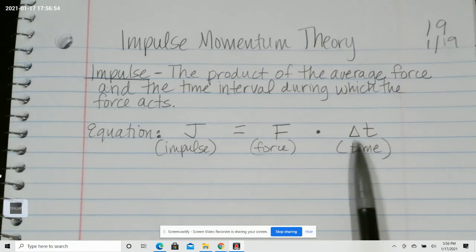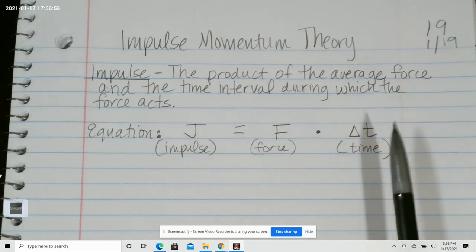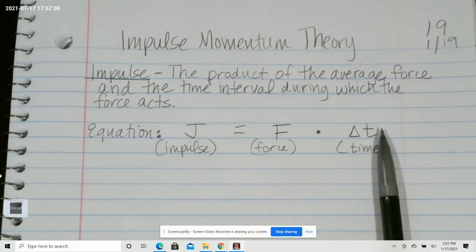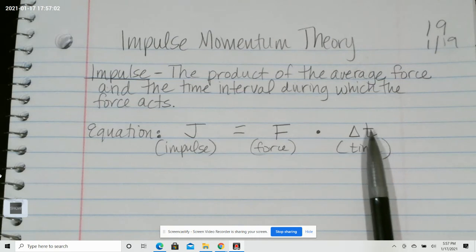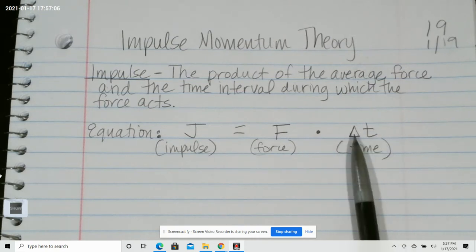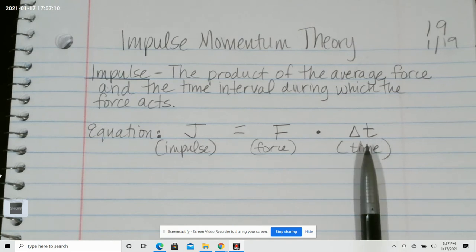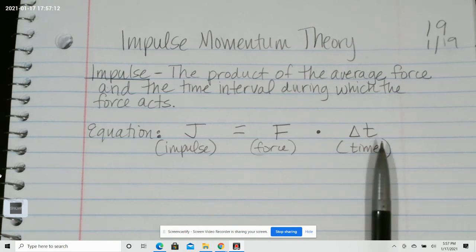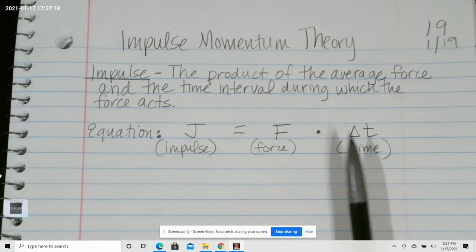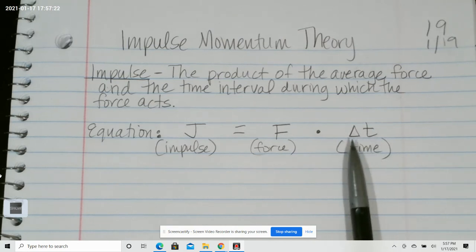If you are hitting your face on an airbag, at the time of impact your starting time is 0, and then whatever time it takes to come to a stop, that's your ending time. So that's the change in time that matters. The longer the change in time, the better. The shorter the change in time, the more harm you're going to have done. Sometimes that delta might not be in the equation, but always remember it is a change in time, a time interval and not just a point in time.